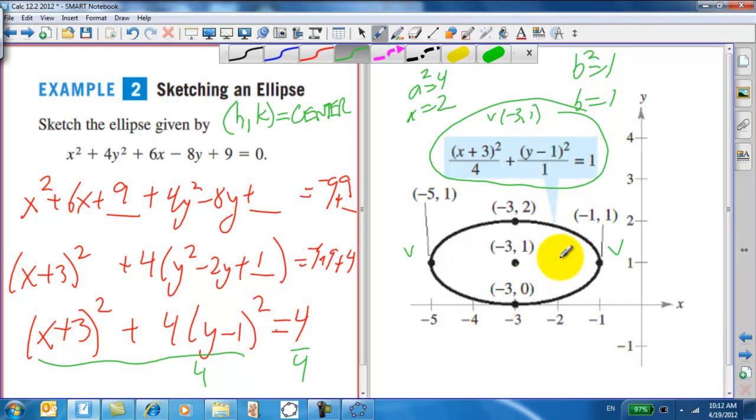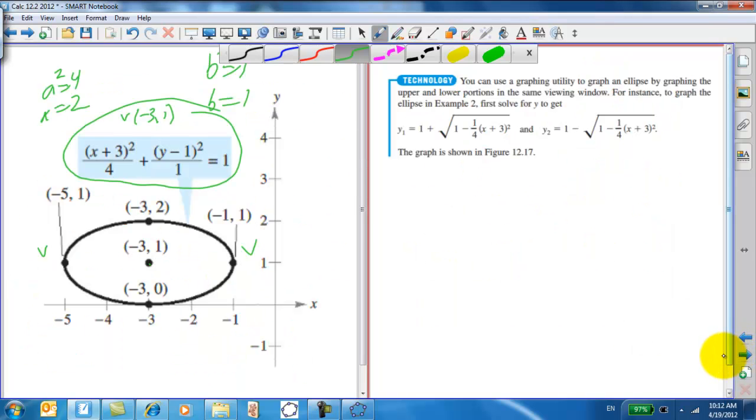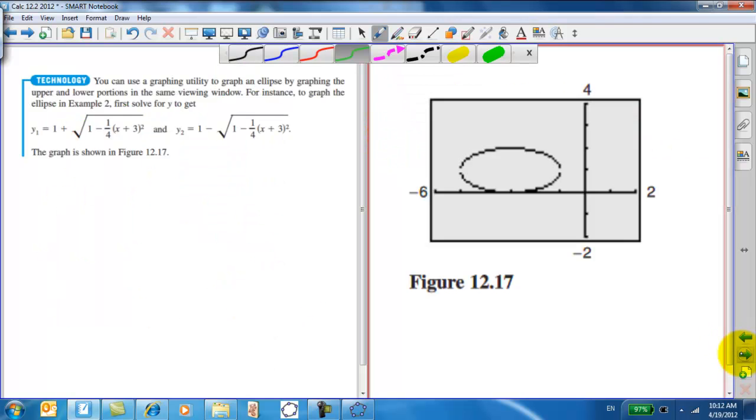You can fine-tune it by locating the foci and so forth, but that's going to be good enough for what we're doing now. And here's how you could solve it for y and graph them that way in your calculator.